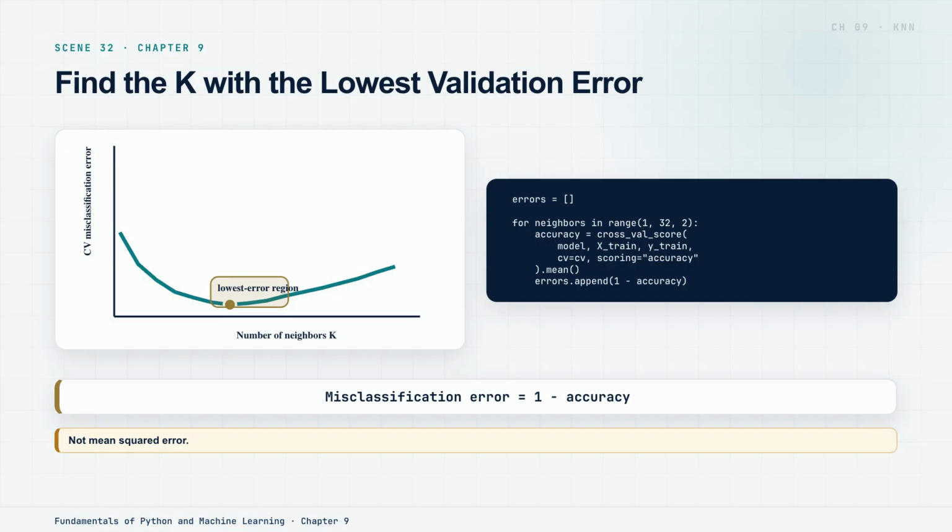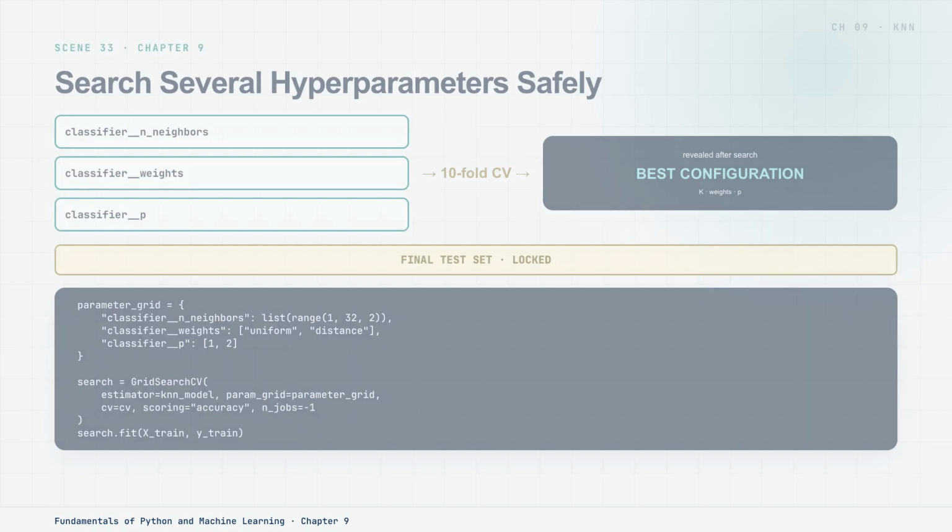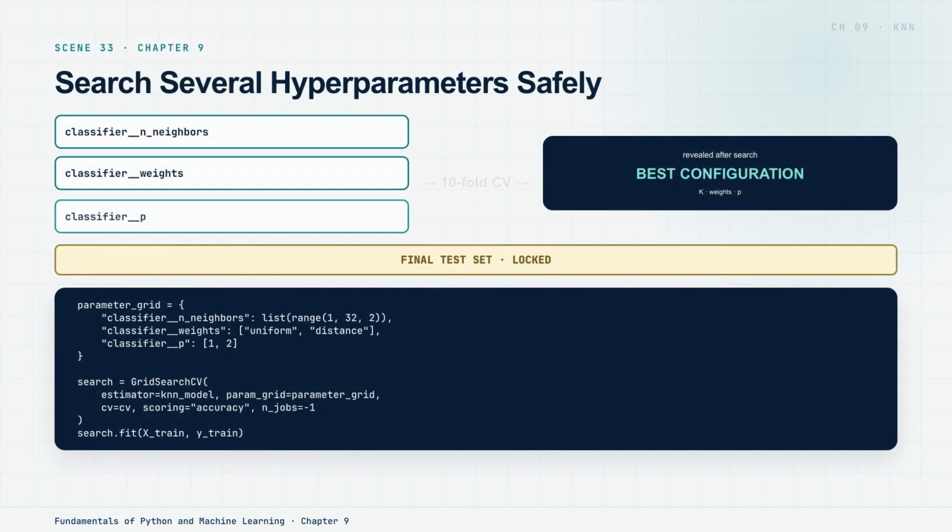The error curve may contain several values with similar performance. In that situation, we can consider model stability, simplicity, computation, and performance variation across folds rather than choosing from the average alone. GridSearchCV can evaluate combinations of hyperparameters.